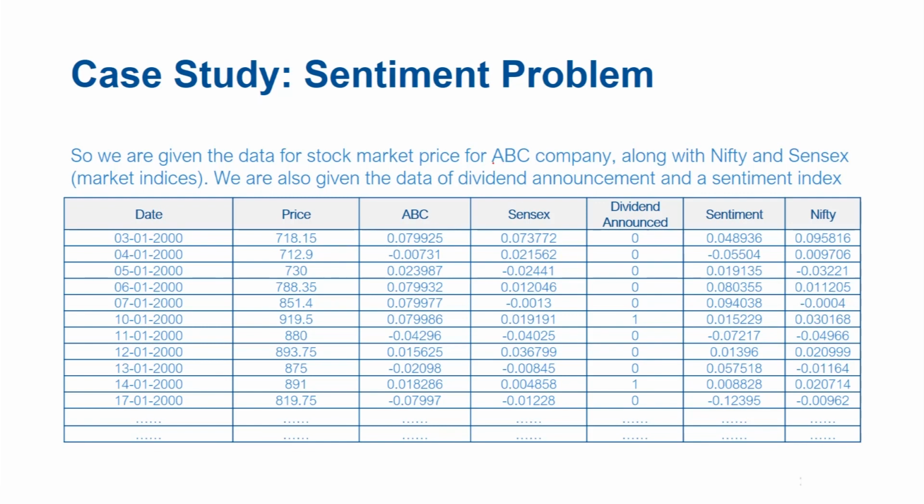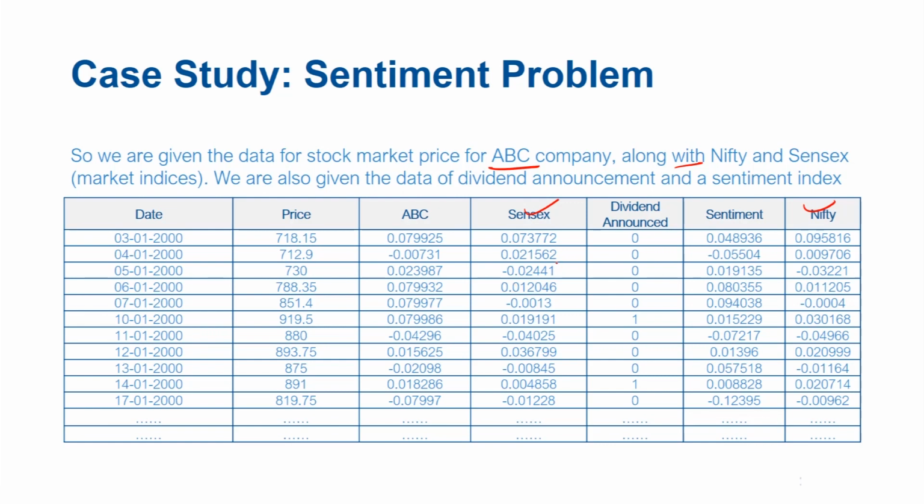So we are given data for market prices of a company ABC along with Nifty and Sensex. These are market indices that represent broad market-wide movement of securities, and we are also given data of dividend announcement and a sentiment index. Let's discuss this data in more detail now. Think of a portfolio manager who has to build a model for a particular stock, which is ABC in this question and under consideration. The manager wants to predict the ABC stock price return for this stock using regression model. The data provided to us starts from 2000 and goes till 2019.